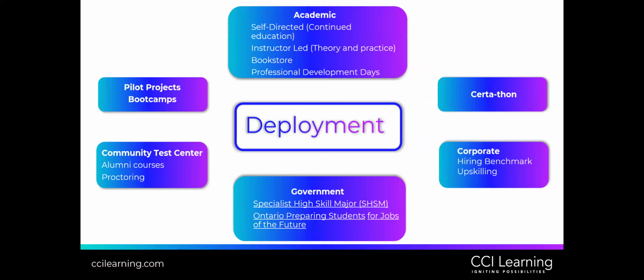So the Specialist High Skills Major is a specialized program that allows students to gain credits towards their Ontario Secondary School Diploma and focus their learning on a specific economic sector at the same time. And the SHSM is a Ministry of Education approved program. We also have the Ontario Preparing Students for Jobs of the Future. So the Ontario government is implementing a new high school graduation requirement to help better prepare students across the province. Starting with students entering grade 9 in September of this year, all students will now be required to earn a grade 9 or 10 technological education credit as a part of their Ontario school diploma.